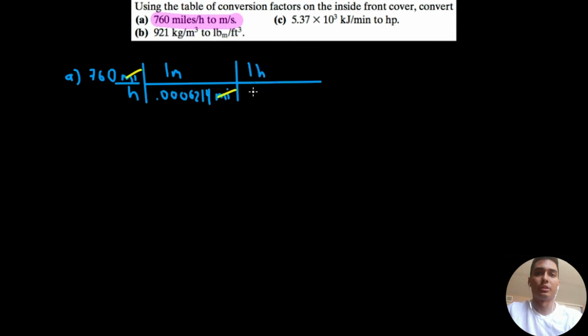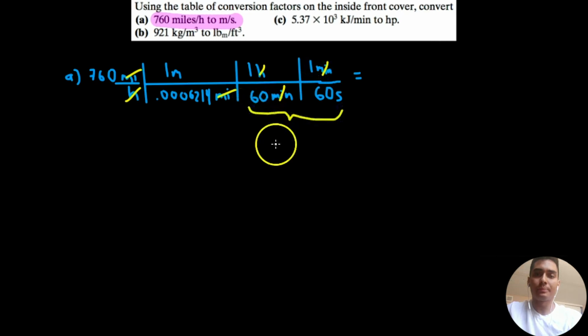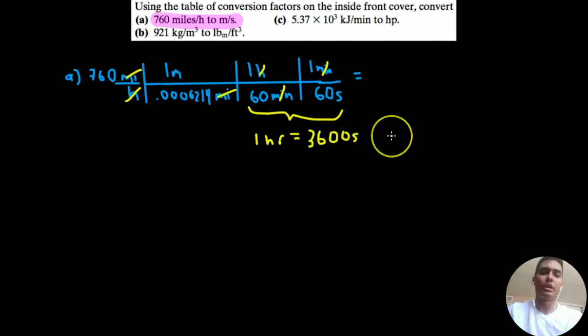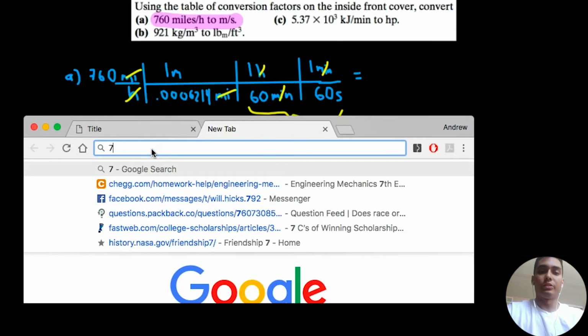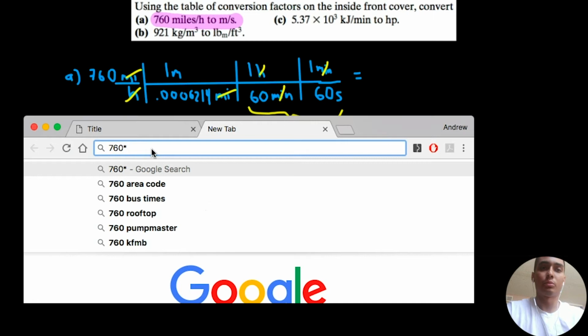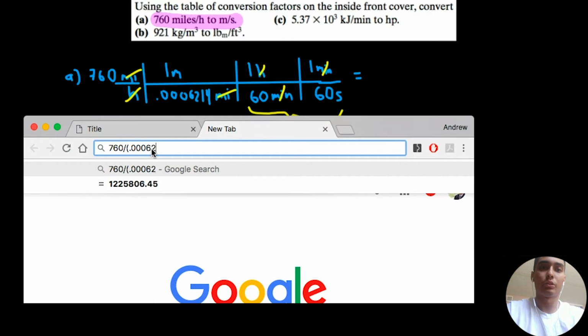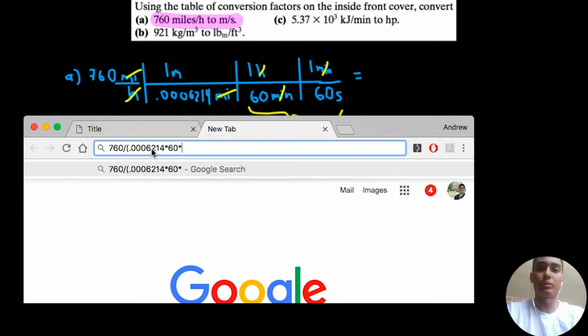1 hour is 60 minutes. And of course, 1 minute is 60 seconds. Hours and hours, minutes and minutes. I know that 1 hour is 60 times 60, which is 3,600 seconds. So from now on, I'm going to use a conversion factor. We have 760, so we have to multiply everything on top and divide by everything on the bottom. So let's do that. 760 times 1, so that's just everything, divided by parentheses, very important, 0.006214 times 60 times 60.